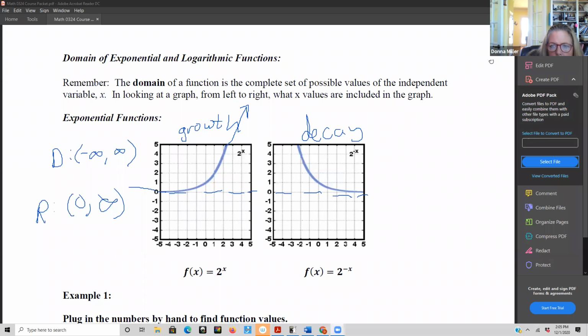Oh, that's not what I want. How do I clear this thing? There we go.